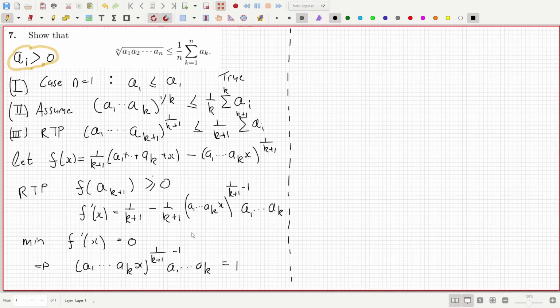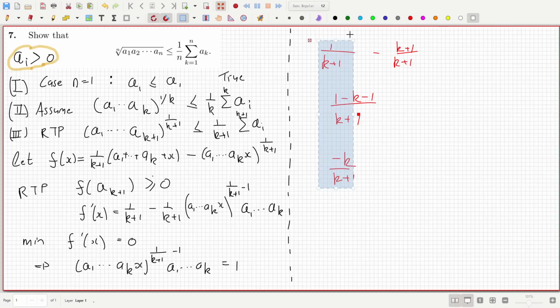So let's rearrange this a little bit. I wonder if I can clean that power up. Let me just see. 1 over k plus 1 minus k plus 1 over k plus 1. So that would be 1 minus k minus 1 over k plus 1. So that'd be minus k over k plus 1. So I could actually make that power a little bit better. Minus k over k plus 1. Okay.